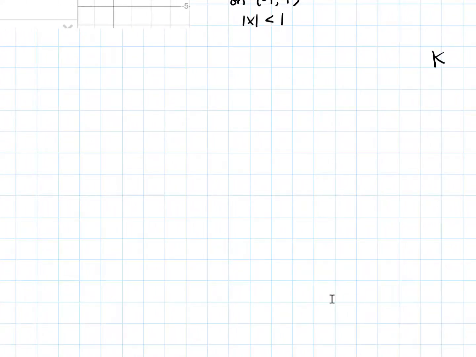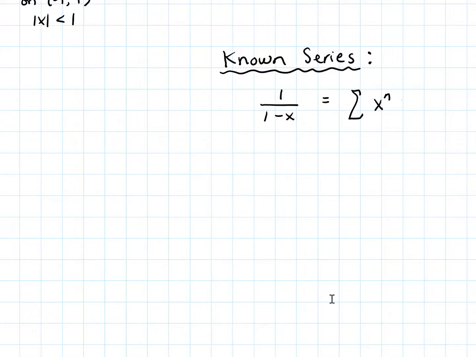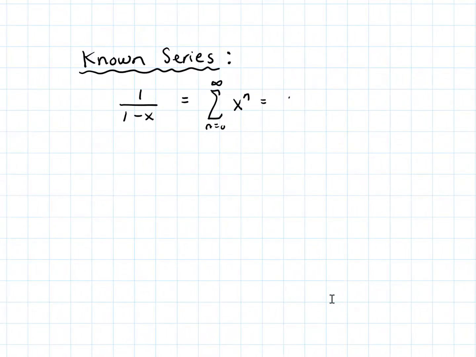So let's maybe come over here and start making a little bank of known series. It's kind of like useful integrals. When we were working in the integration section, we had a whole table full of useful integrals that we proved or came out of differentiation formulas, and now we're going to have a whole set of known series. So we know that 1 over 1 minus x is equal to the power series x to the n, and I'm even going to write that out from n equals 0 to infinity.